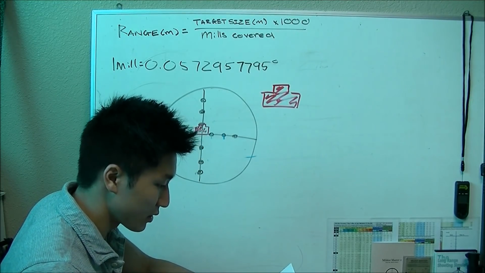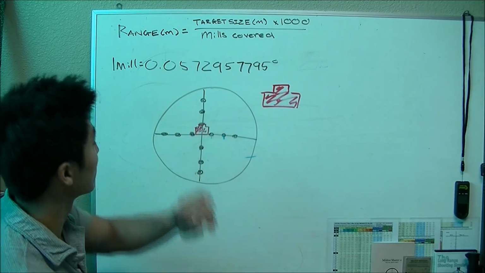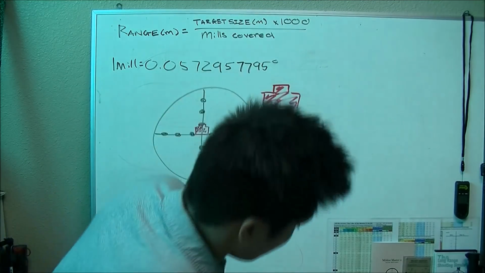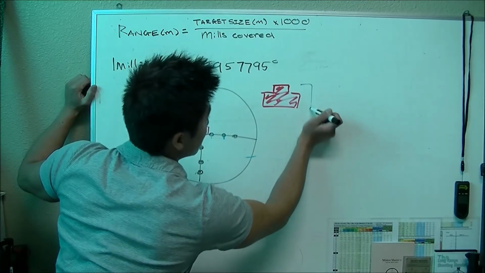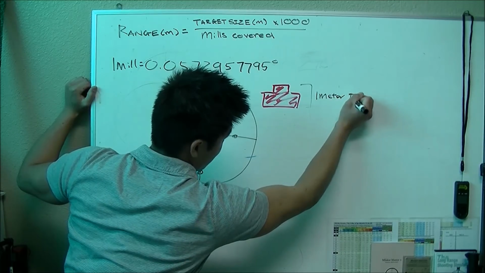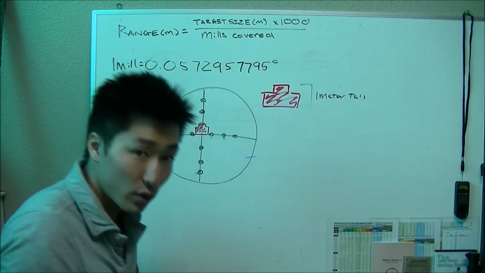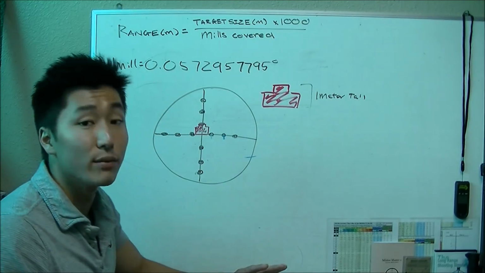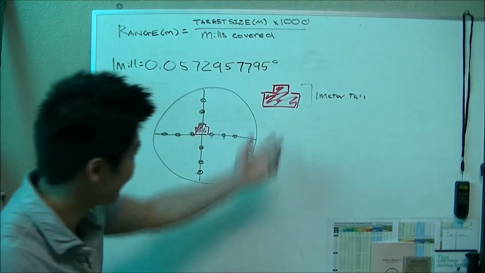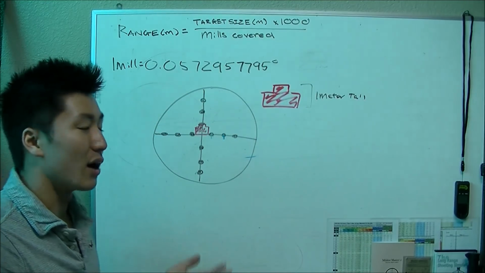Okay. The target's 1 meter tall. So when something is covered by 1 mil, we expect that target to be 1 meter tall when it's covered from this part to this part. That's supposed to be 1 meter tall, but in more cases than not, it's not going to be 1 meter tall.